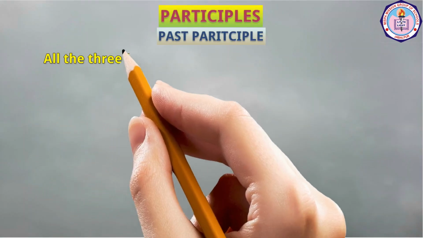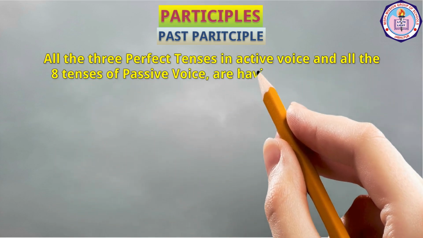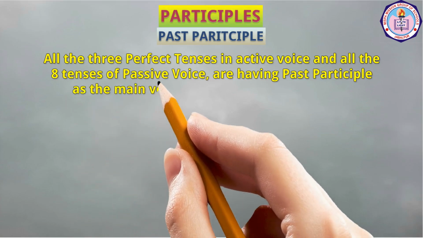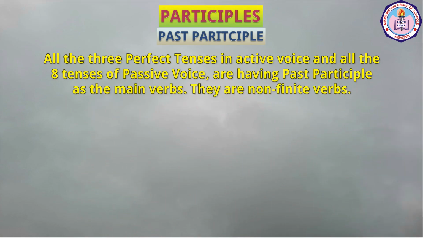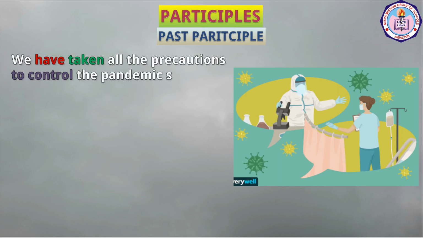All the 3 perfect tenses in active voice and all the 8 tenses of passive voice have the past participle as the main verbs. They are non-finite verbs. Let us see a few examples. We have taken all the precautions to control the pandemic situation. It is an active voice in present perfect tense. Here, taken is the past participle form and it is a non-finite verb. To control is also non-finite. It is an infinitive. Have is the finite verb in this sentence.